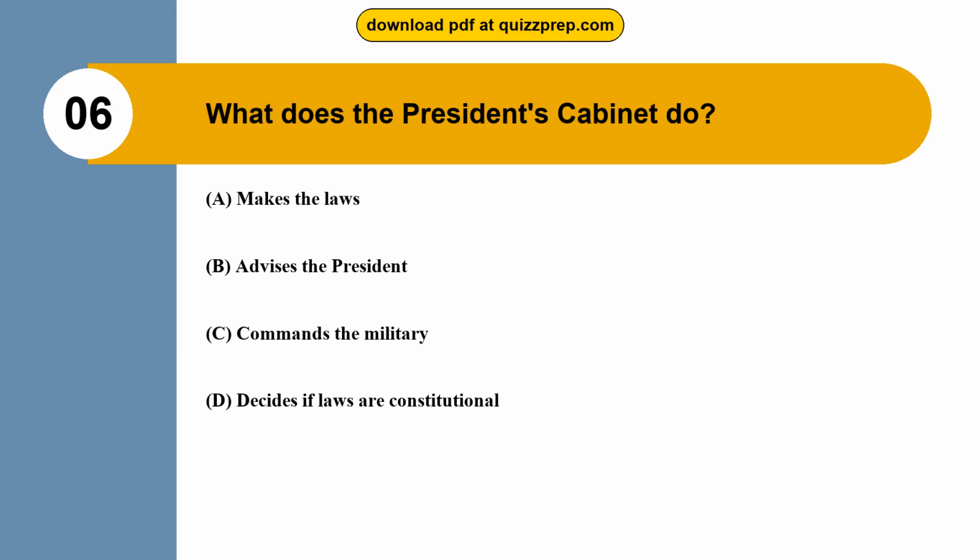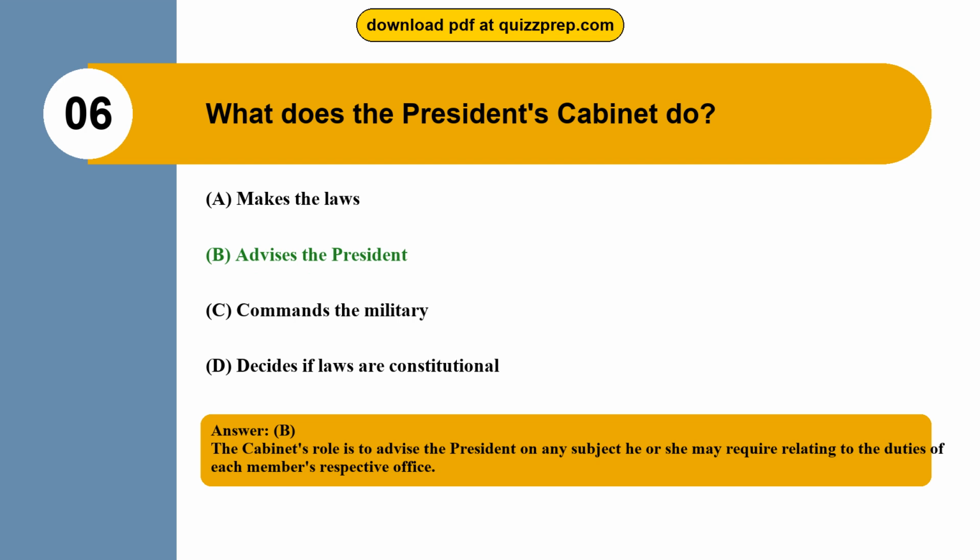Question 6. What does the President's Cabinet do? Option A, makes the laws. Option B, advises the President. Option C, commands the military. Option D, decides if laws are constitutional. The correct answer is option B, advises the President.